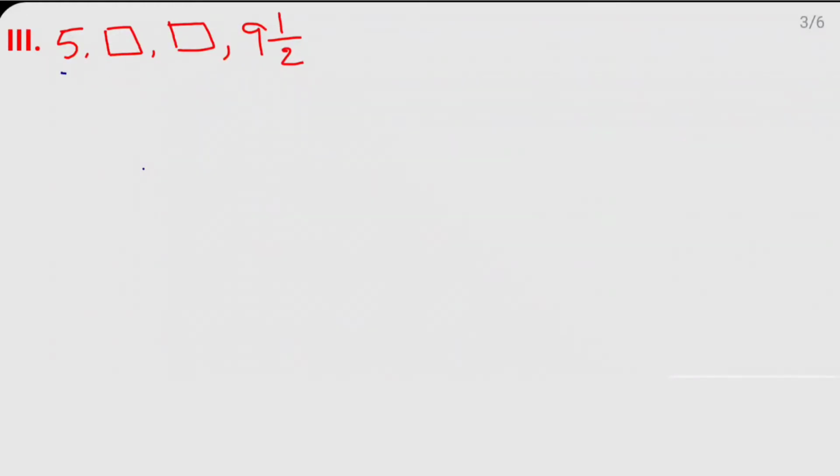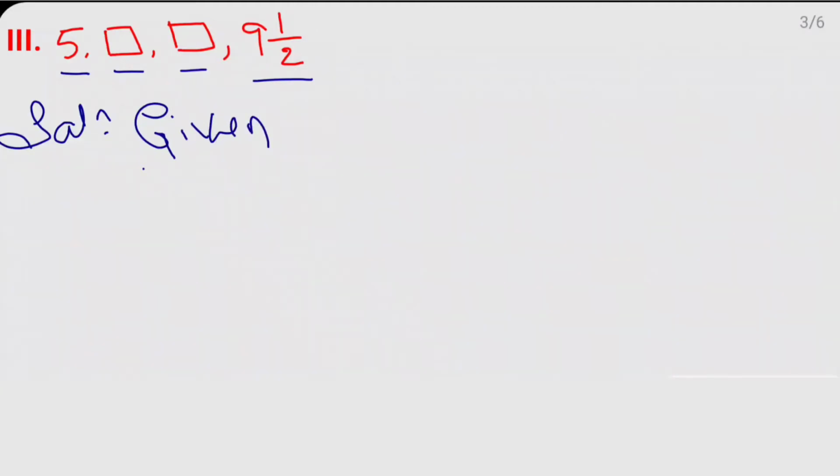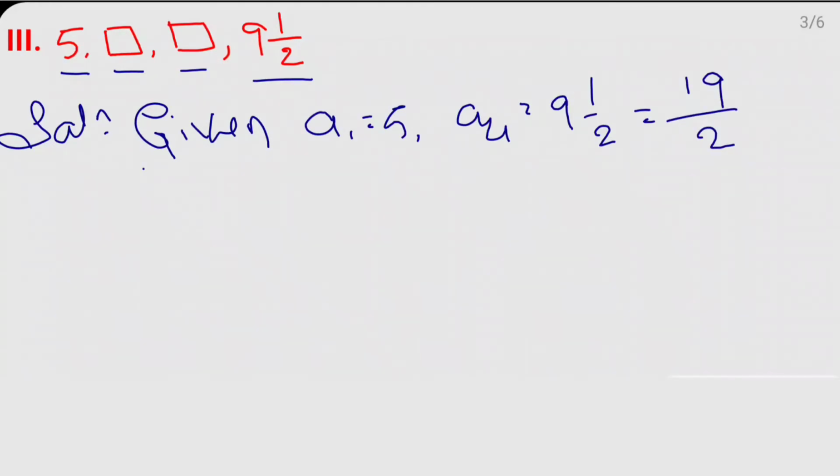So here they given the first term, and the second and third are missing, and also they given the fourth term. So here we want to find out the second and third term. So here solution, given: first term a1 is 5 and they given a4 is 9 integer 1 by 2. So this one we can write 9 2s are 18, 18 plus 1 is 19 by 2, and here we want to find out a2 and a3.